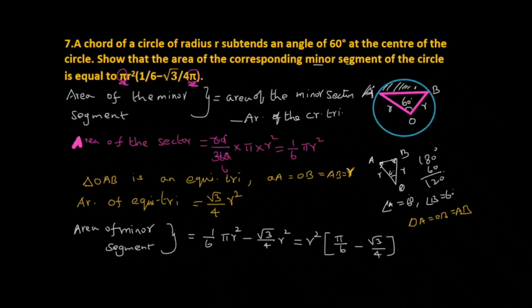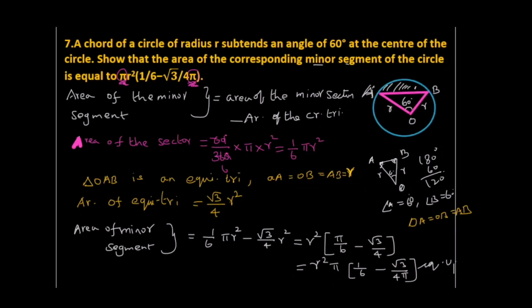But in our question, they are asking us to prove pi R squared times 1 by 6. So take pi also common. When we take pi common, we divide each term by pi, and the multiplication pi we keep outside. That is pi R squared, and dividing each term by pi means 1 by 6 minus root 3 by 4 pi. We take it common outside. Square units. This is the area of the segment. Whatever answer they are asking us to prove, like that we can give the answer.